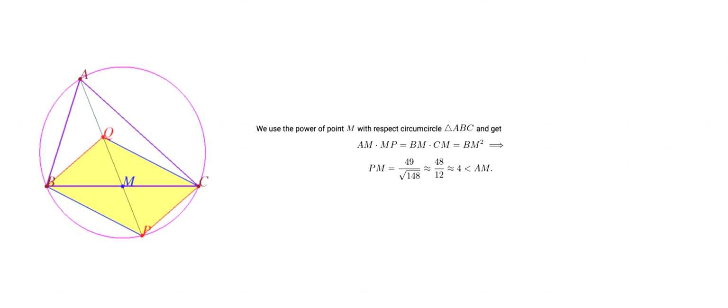So we use the power of a point with respect to circumcircle ABC, and we get AM plus IM times MP is equal to BM times CM, which is equal to BM squared. PM is equal to the following, and we can figure out and estimate the values. Okay, so now what are we going to do?